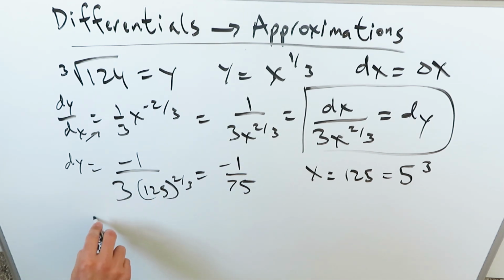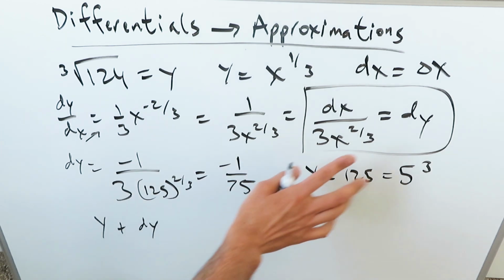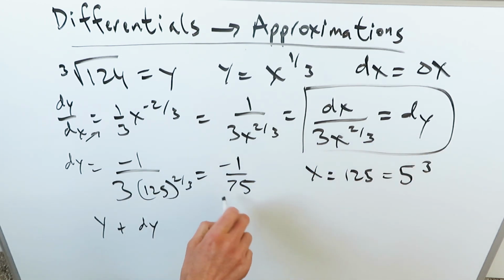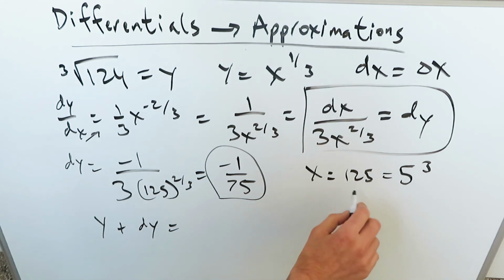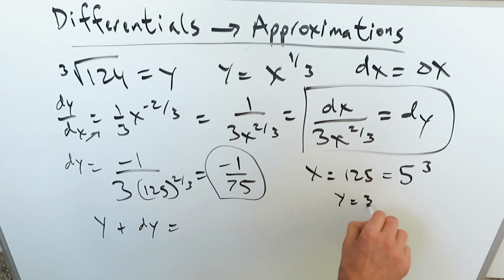My end equation, in terms of the approximation, is your y plus your dy. dy is equal to everything from this computation, which is right over here. What's my y going to be? My y is going to be the cube root of this.